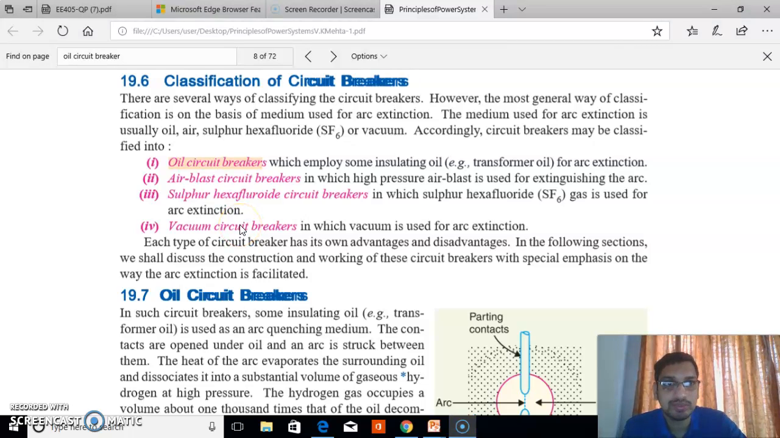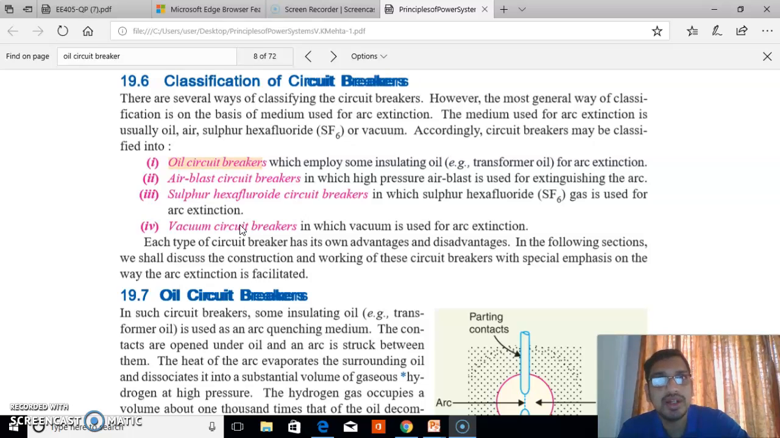In this video I will explain the classification of circuit breakers and the oil circuit breaker. Actually, the circuit breaker consists of two conductors. One is a fixed conductor and the second one is a moving conductor. When a fault occurs, the moving conductor is pulled away from the fixed conductor in an insulation medium. Based on the insulation medium, we classify the circuit breaker into different categories.